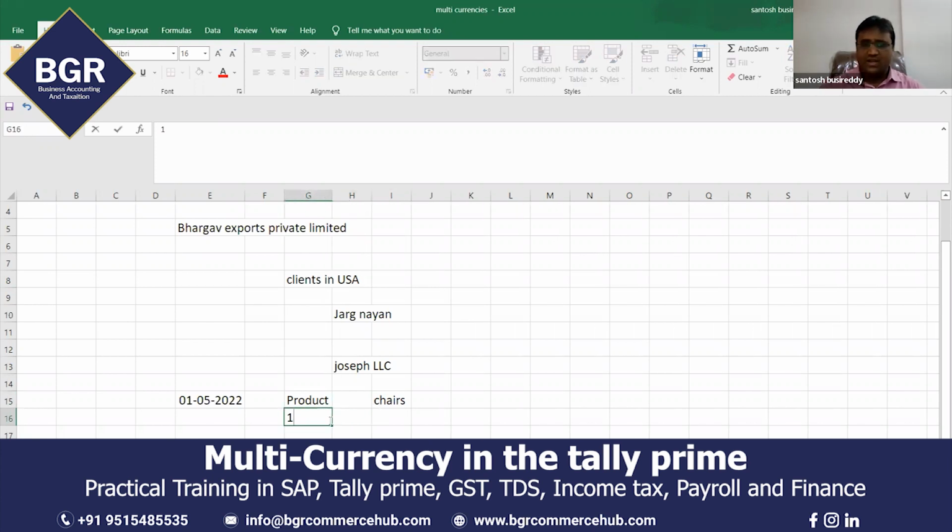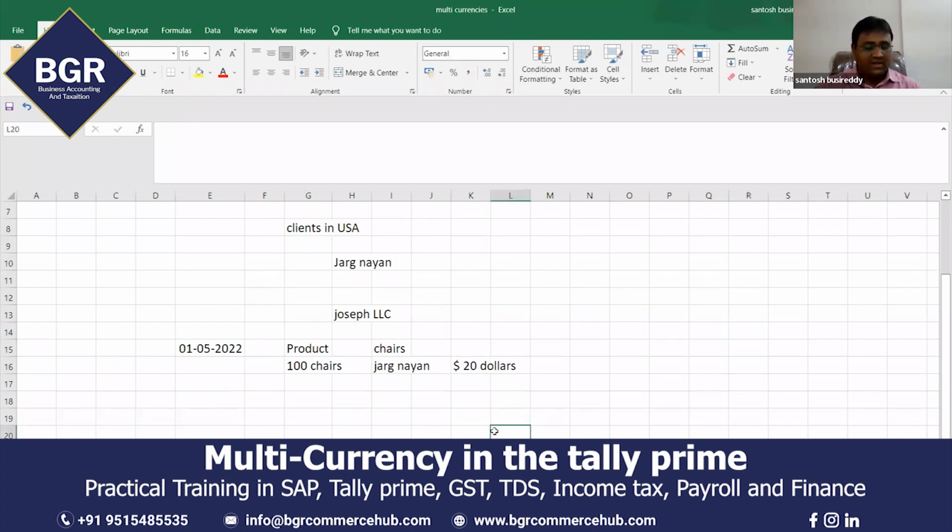Now I'm selling 100 shades to this party, George Nayan. Each chair I'm selling to the foreign client at $20 each. On 1/5/2022, I have to pass the sales invoice into Tally, but I have to enter the figures in dollars.